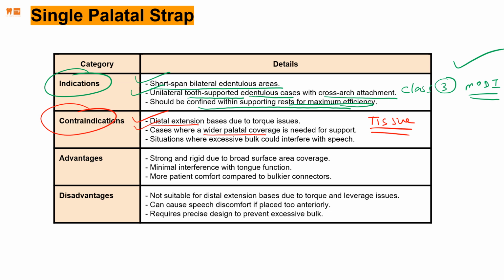Cases where wider palatal coverage is required, that's where we use the plate or U-shape. Situations where excessive bulk could interfere. Interference has always been a contraindication, guys. Advantages. Strong, rigid, large surface area, minimum interference with tongue function, more patient comfort compared to bulkier connectors.